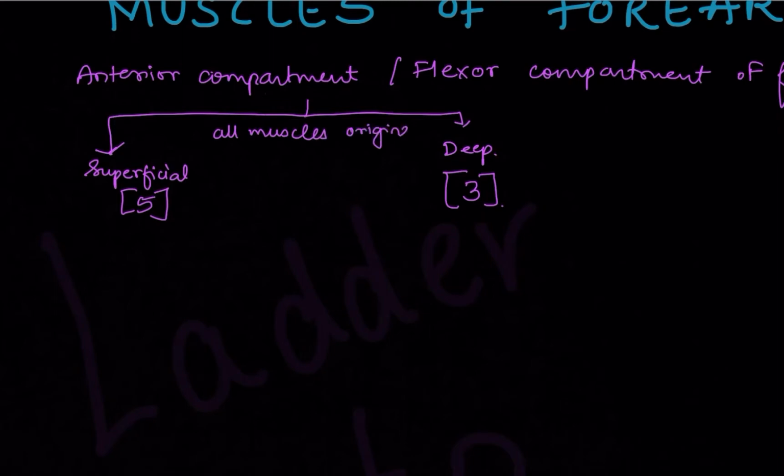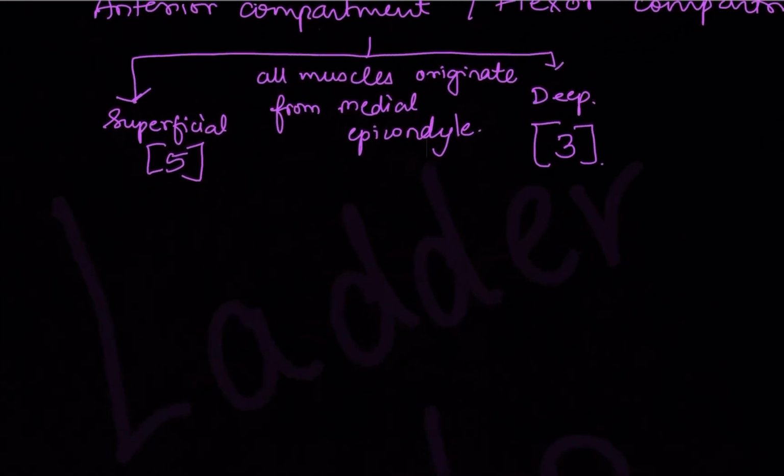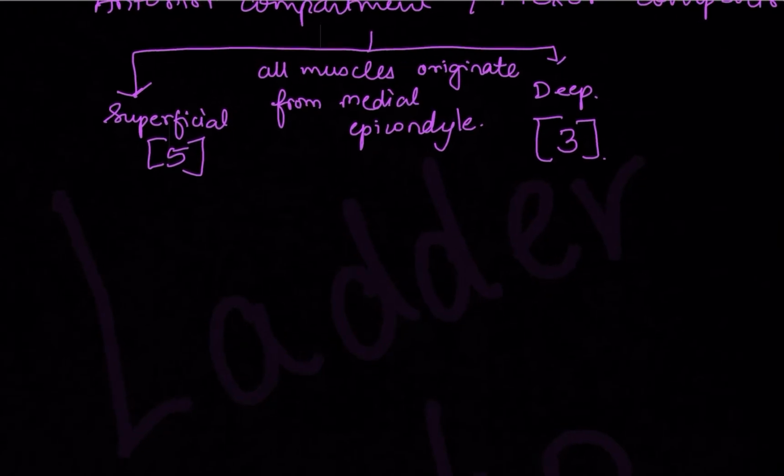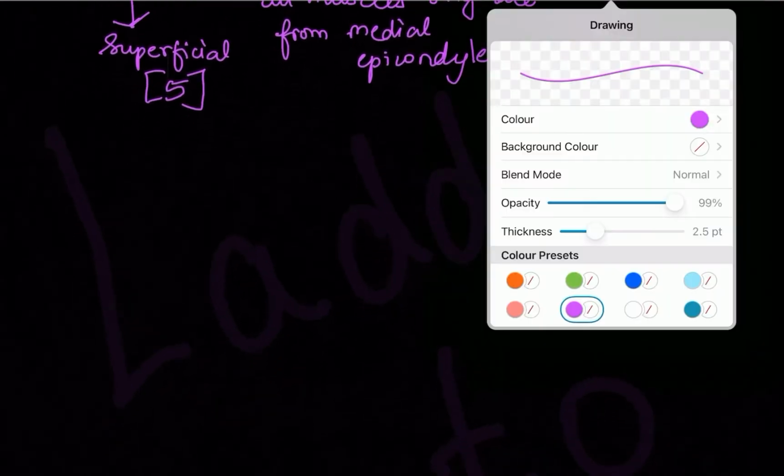Now you have to know all muscles originate from the medial epicondyle. I hope everybody knows what the medial epicondyle is. It was in the humerus, right, on your medial side. And which nerve was there? Ulnar nerve on its posterior side. Okay. Remember that, please, because it comes in the questions.